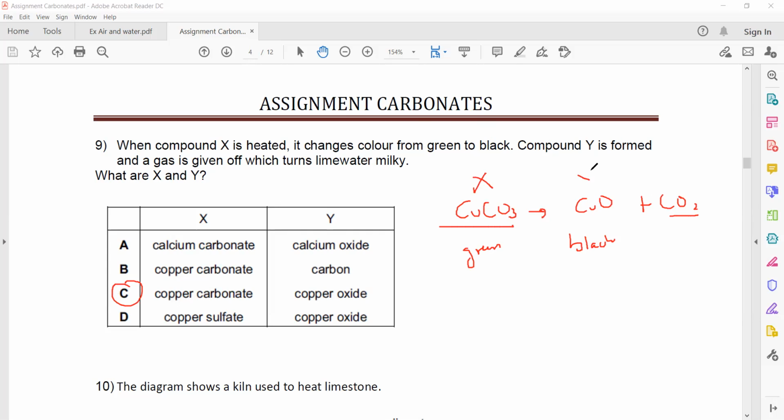A compound Y is formed and a gas is given off which turns lime water milky. So this confirms that carbon dioxide is there. And which substance on heating forms carbon dioxide? Carbonate on heating gives carbon dioxide. But which carbonate is this? Calcium or copper? It should be copper. Why? Because it is a colored compound. Calcium, group 1, 2, 3 compounds are white solids. That's why C is the right answer. Is it clear?